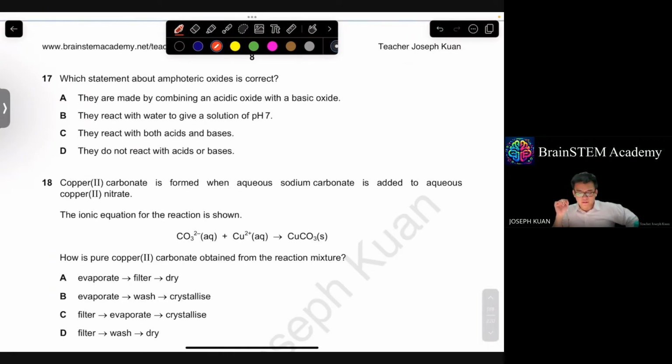Moving on, which statement about amphoteric oxides is correct? They can react with both acid and alkali. So C is the best answer out of all. Two examples of amphoteric oxides are zinc oxide and aluminium oxide.